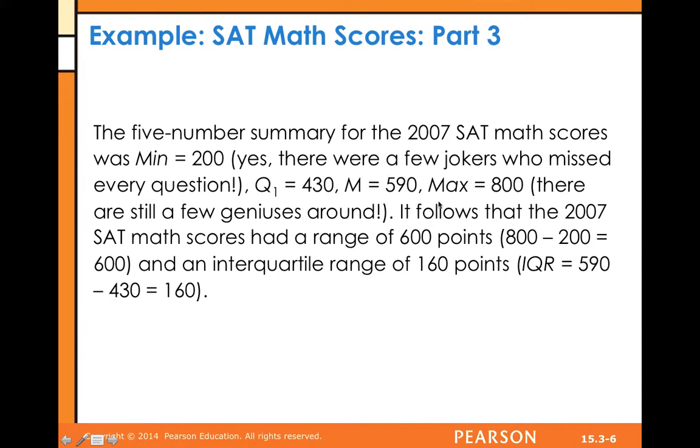Okay, so the 5-number summary for the 2007 SAT math scores, remember this is an example that we looked at in section 15.1 and 15.2. Okay, so the minimum score was 200, and if you don't know how this works, you get 200 just from the get-go on the math section. Okay, so basically if you write your name down, you'll get a 200. So there were some people who missed every question, and then the first quartile was 430, the median was 590, and the biggest number was 800.